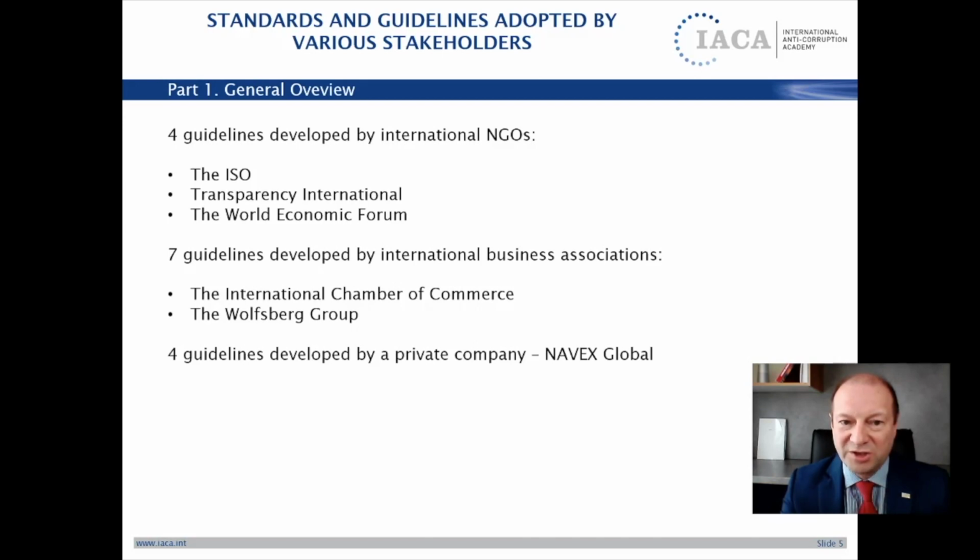There are also 7 important standards and guidelines published by international business associations. 6 of them were published by the International Chamber of Commerce, and one by the very well-known international standard setter, the Wolfsberg Group. The Wolfsberg Group is very well known in the field of anti-money laundering. This group published numerous guidelines on anti-money laundering compliance.